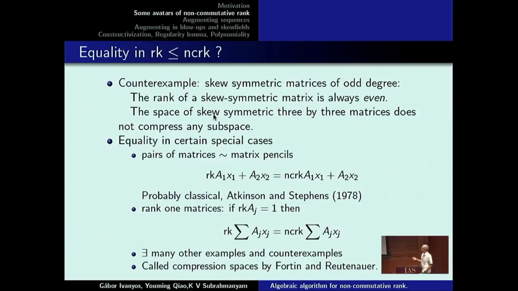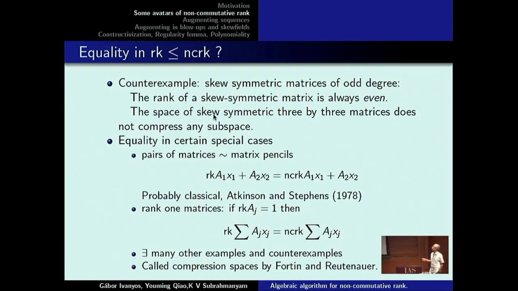So of course, the natural question is, what is the relation between RK and NCRK? I don't know if I defined RK. RK is the rank of... given these matrices A1, A2, ..., AM, I can look at the linear span of these matrices and ask for the matrix with the largest rank in that matrix space. That is what I will call RK of a family of matrices.